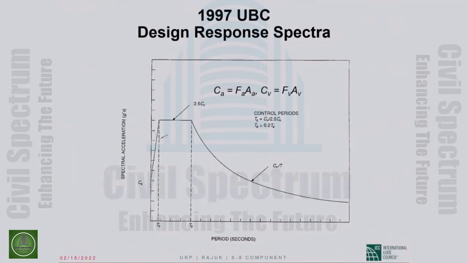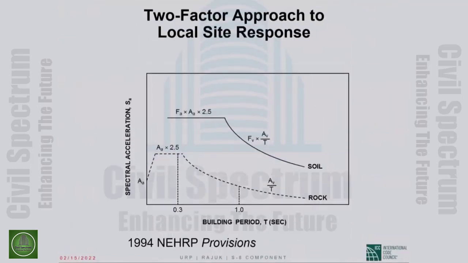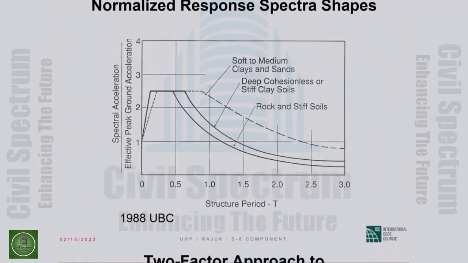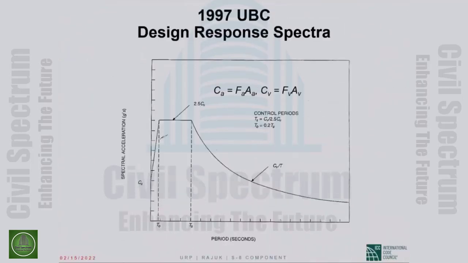From that, we went to the 97 UBC design spectrum. 97 UBC was in effect in California until the last day of 2005. Now this is pretty recent, and it is in use in many parts of the world, that I can assure you. Yeah. So the 1997 UBC spectrum is not very different from what we had earlier, except that this two-factor approach had been introduced.